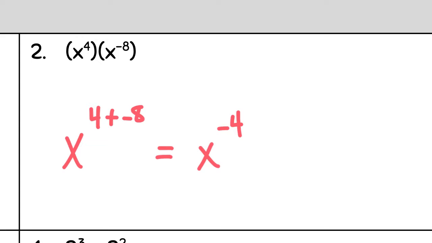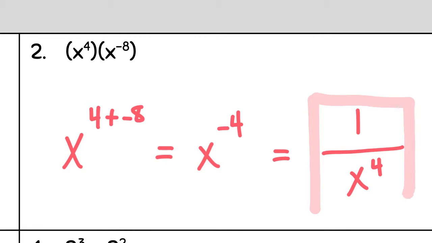This is where that negative property comes in. Because that exponent is negative, I can move that down to the denominator of my fraction, and it would become positive. And since I have nothing to fill in the top, we would just fill that in with a 1. So that right there would be our final answer to this problem. When you simplify, you get 1 over x to the 4th power.